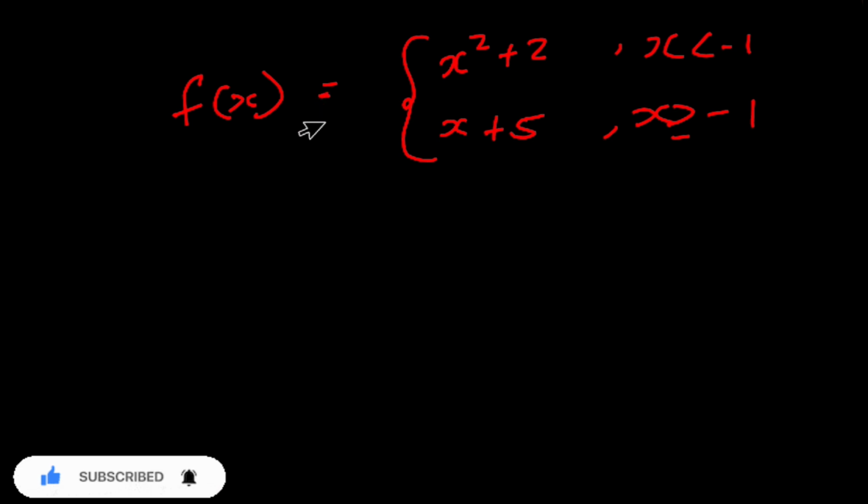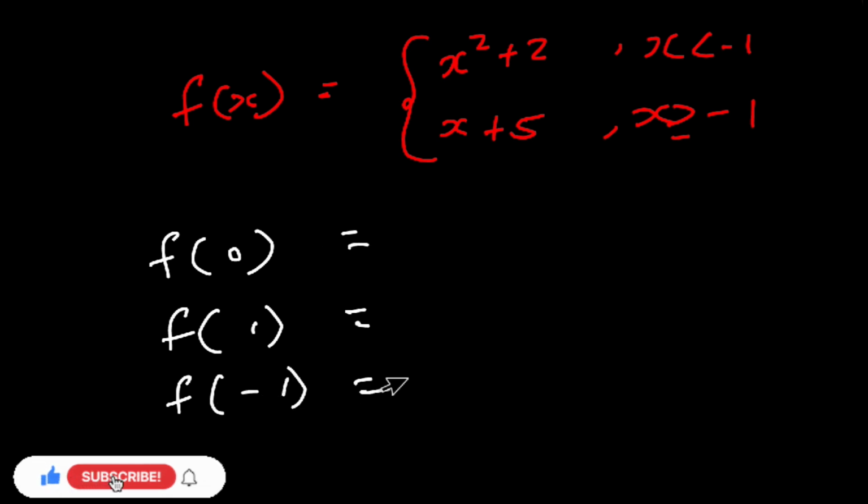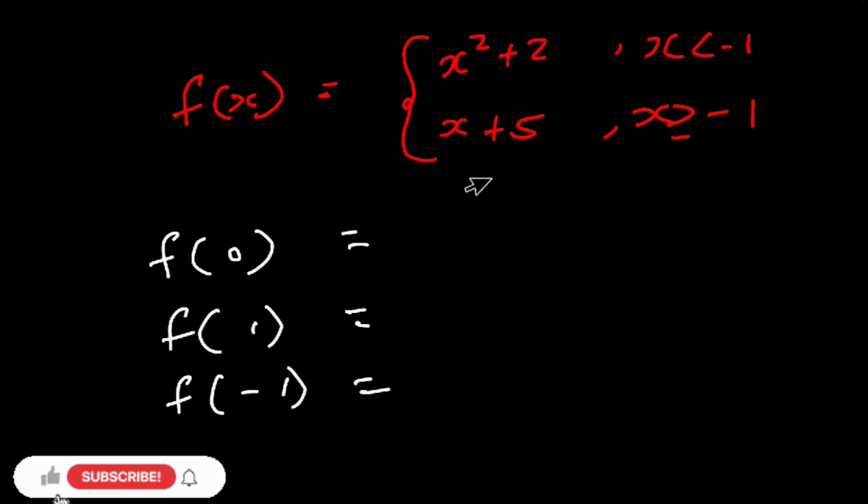So we're given this function f of x is equal to x squared plus 2 when x is less than negative 1, and x plus 5 when x is greater than or equal to negative 1. So let's evaluate f of 0, f of 1, f of negative 1. Now f of 0 falls within this range because 0 is less than negative 1. So I'm going to make use of this function here. So we plug in 0 into this expression. We have 0 squared plus 2, which is equal to 2.